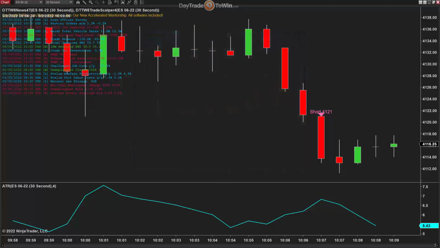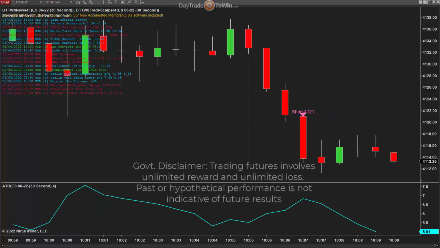A little historical information for everybody trading the markets. Remember that trading is risky. Please don't trade with funds you cannot afford to lose. Understand there are risks involved with any type of trading you're doing: futures, Forex, stocks. Just know that there's risks involved.